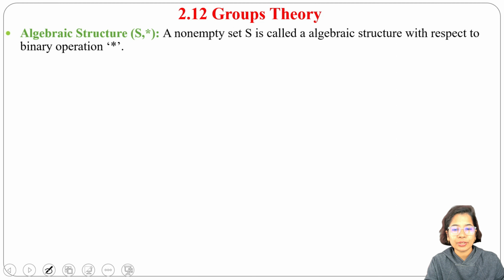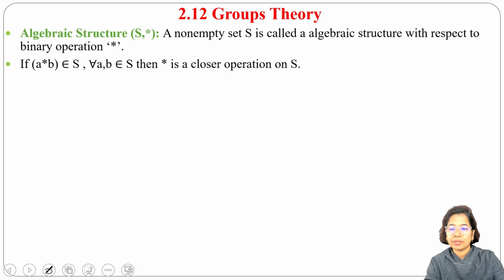First is algebraic structure. A non-empty set S is called an algebraic structure with respect to a binary operation. This can be anything. It can be plus, minus, any binary operation. So if a star b belongs to S, for all a, b belongs to S, then this star is a closure operation on S.